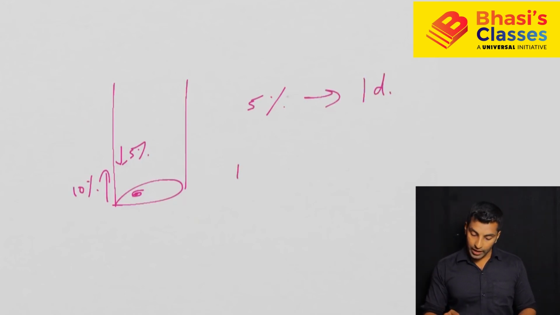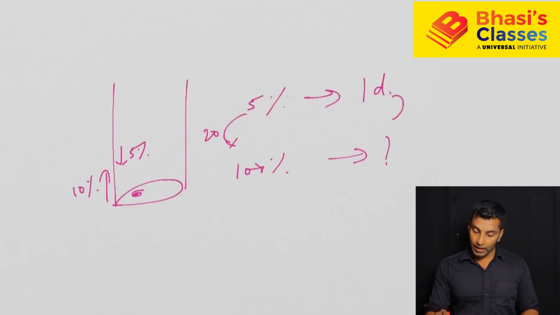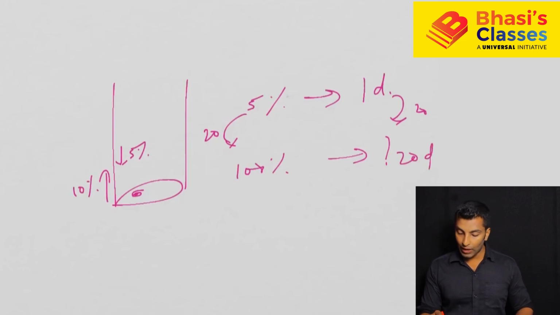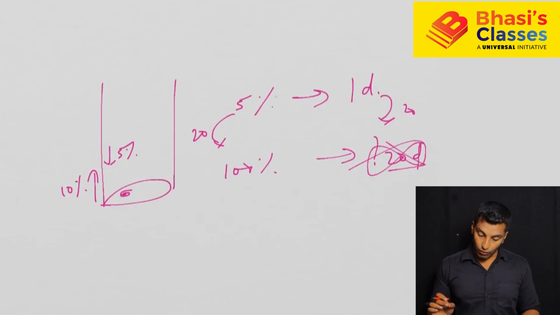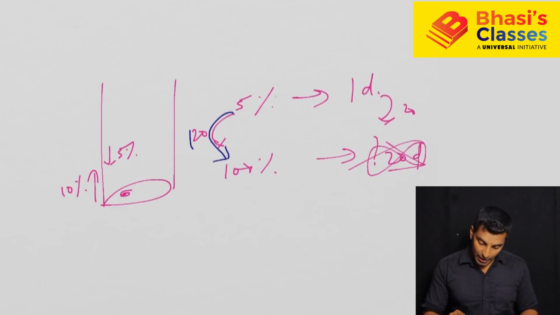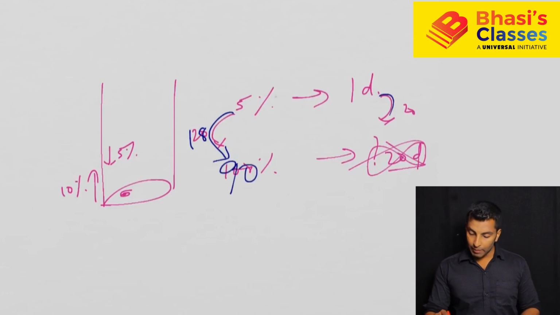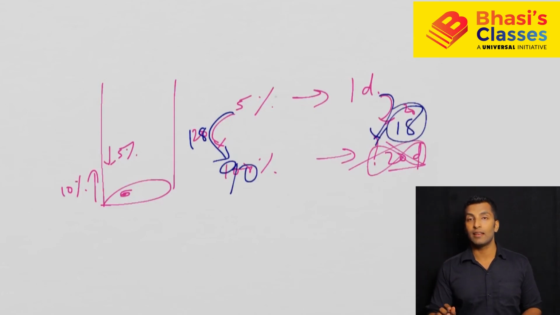So 100% in how many days is the question. So you may think that you multiply by 20 here, so 20 days, but this is not correct, just like what we have seen in the previous case, right? So what you need to do here is go up to 90. You can multiply by 18 here, so you get 90 here. So after 18 days, he will complete.